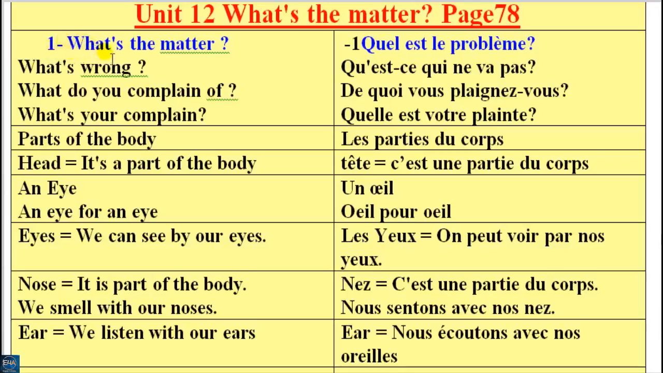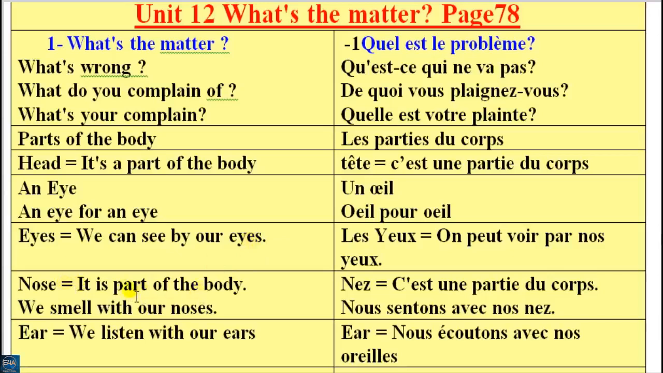What's the matter? What's wrong? What do you complain of? What's your complaint? Parts of the body. Head. It's a part of the body. An eye. An eye for an eye. Eyes. We can see with our eyes.